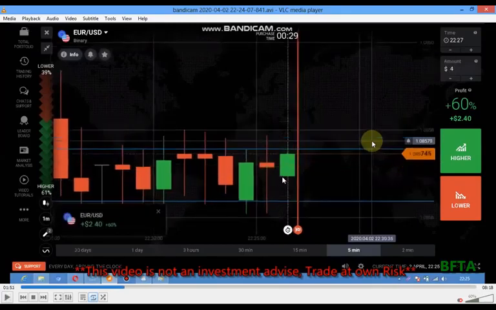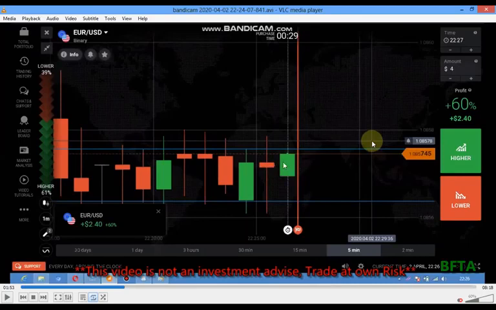You can see where it opened. It opened at the buyer's area. So this is one trick. Once you see a candle close and you don't understand where is the buyer's area and the seller's area, just wait for the next candle to open.